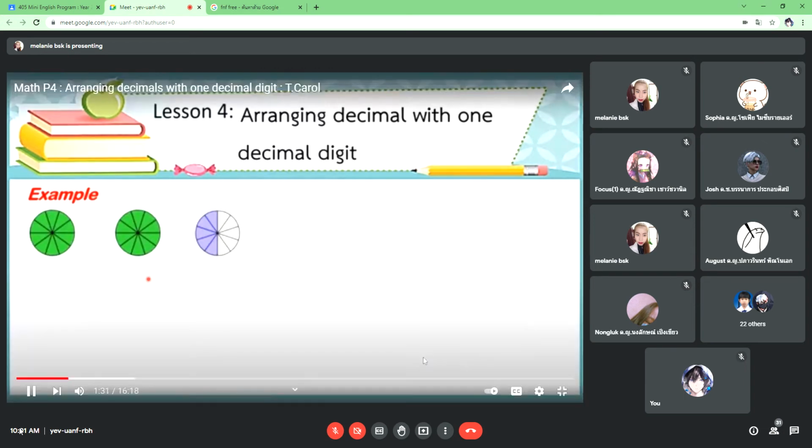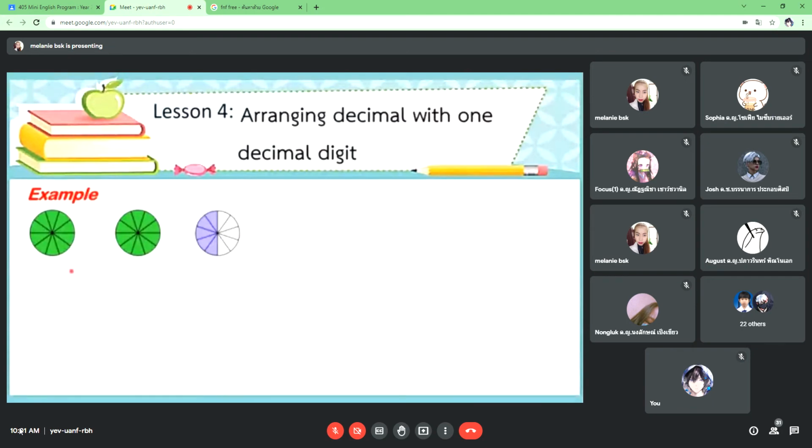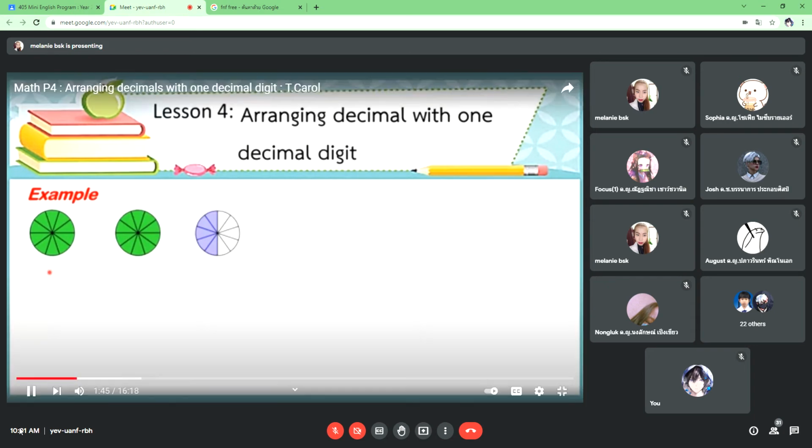As you can see on your screen, there are 3 circles, right? So you just count how many circles are in full color, meaning all parts are shaded. How many? Okay, so one. Children, if you're going to write this one in decimal, how are you going to write this?